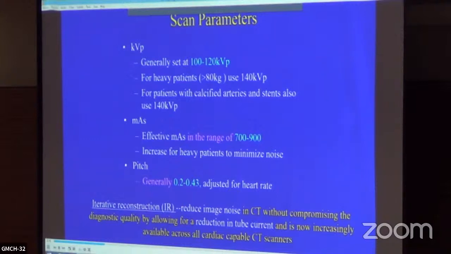So kVp is usually set between 100 to 120, mAs between 700 to 900, or even 500 to 600 with dual source CT, and the pitch is usually adjusted for the heart rate and is usually 0.2 to 0.43.